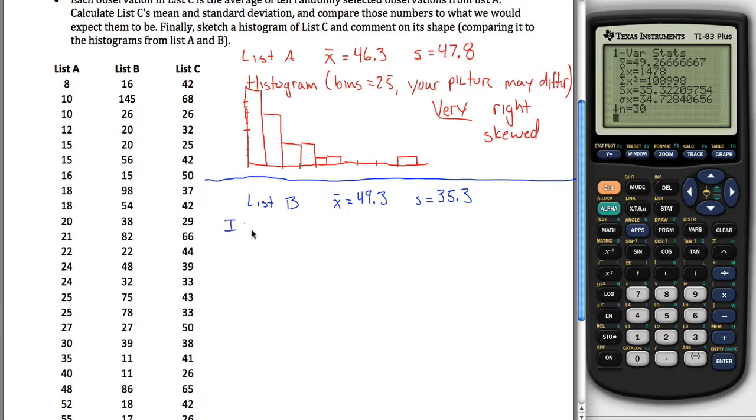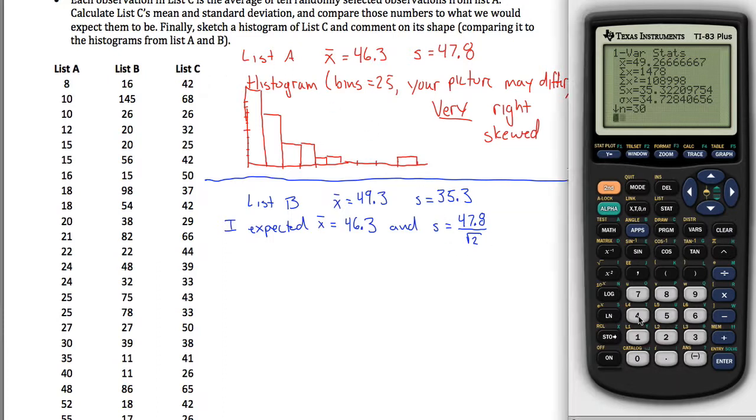Let's see, I expected X bar to be the same from list A because I'm just pulling observations from list A. The average of the averages should just be the average. I expect 46.3. And for the standard deviation, what I would suspect is not this same standard deviation of 47.8, but 47.8 divided by the square root of n, how many of these observations I'm averaging out to get each of these observations. In this case, it's 2.